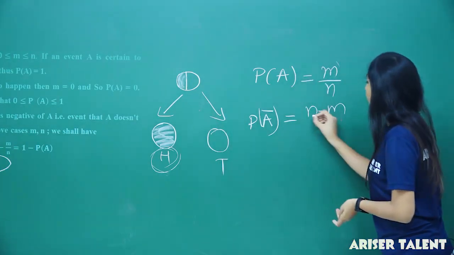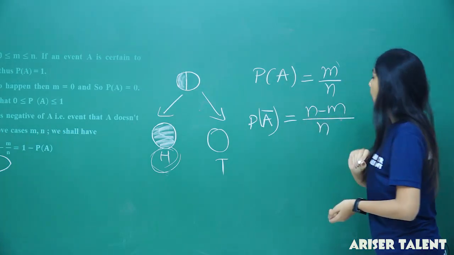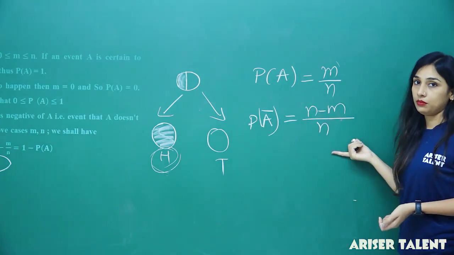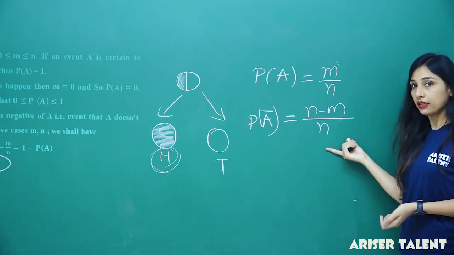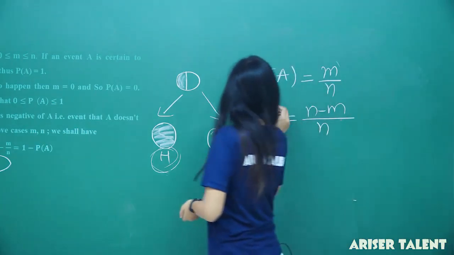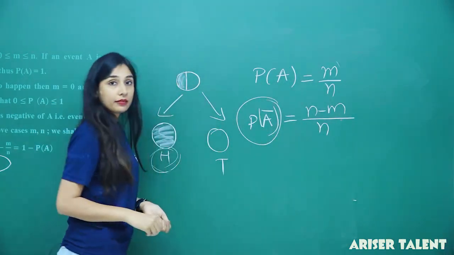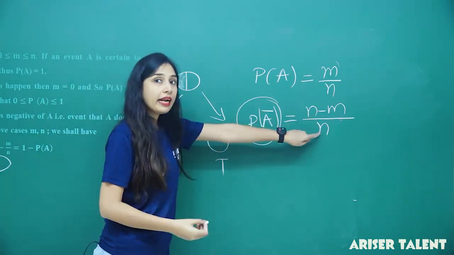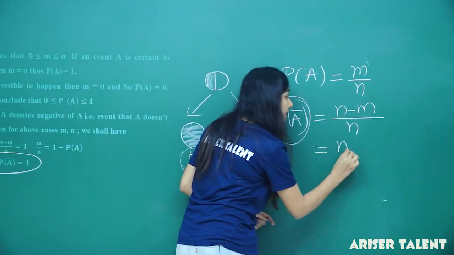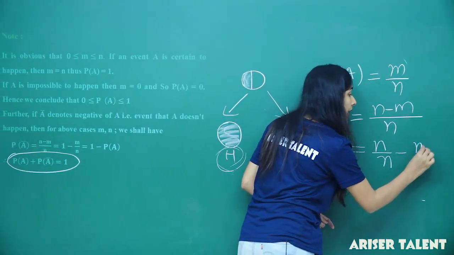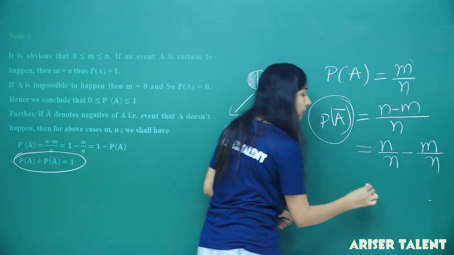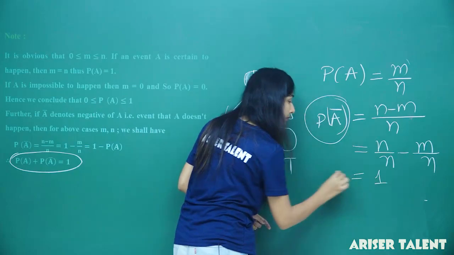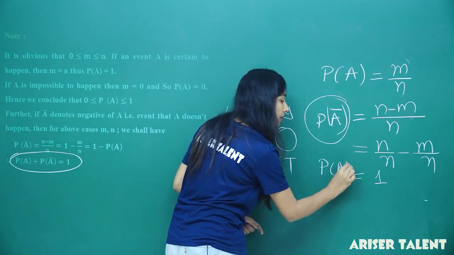Okay. So n minus m upon n. The numerator will be the same, n. So this will be the P(A bar), right? How can I rewrite it? I can rewrite it as n by n minus m by n. Now that will be 1, minus, here it is P(A bar).